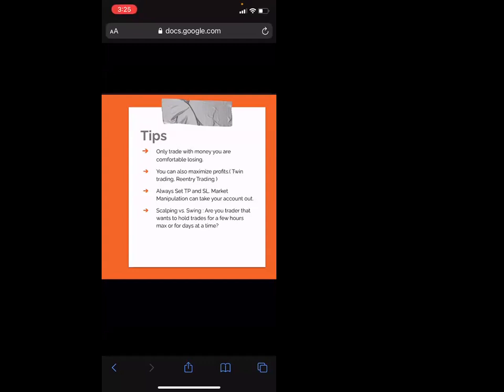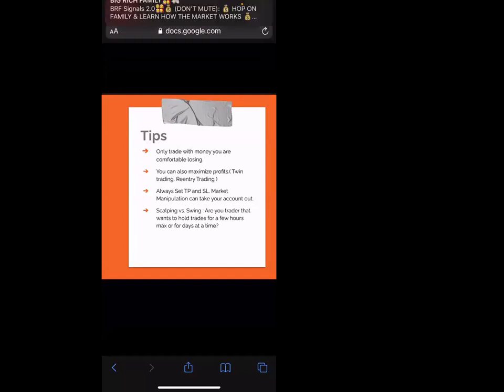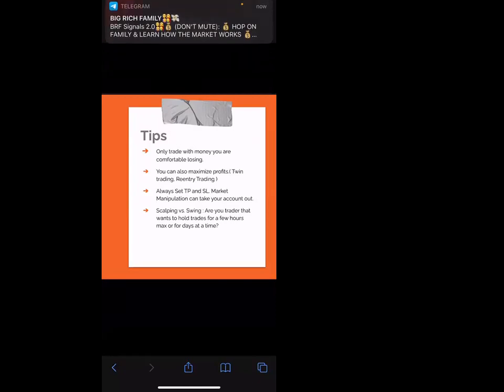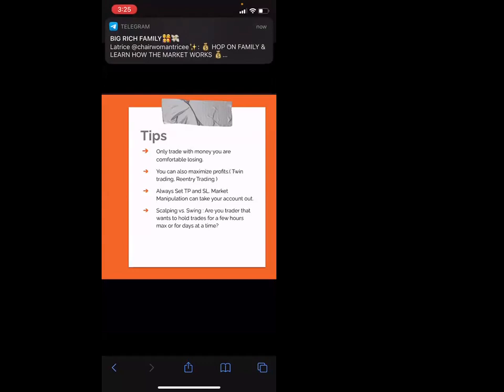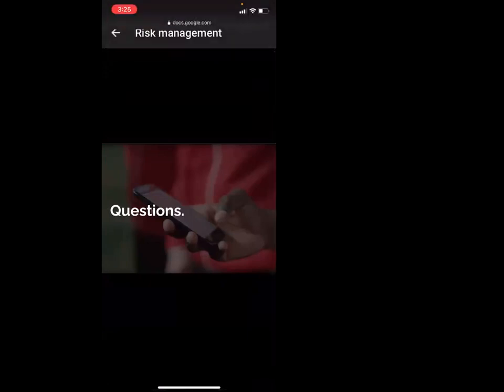You can also maximize profits by twin trading or re-entry trading. Always set a TP and a stop loss. Market manipulation can take your account out. And then scalping versus swing trading. Are you a trader that wants to hold trades for a few hours max or for days at a time? See what you're comfortable with. See how you like to trade, all that stuff. And boom, that is the end.